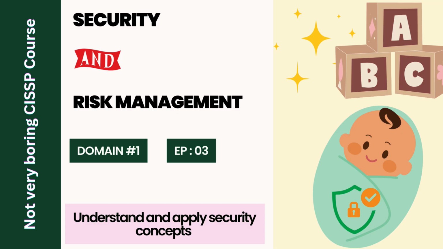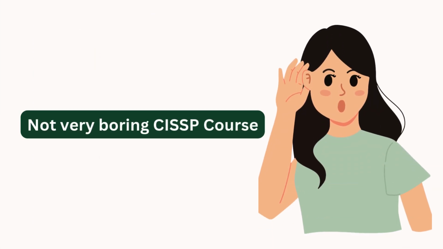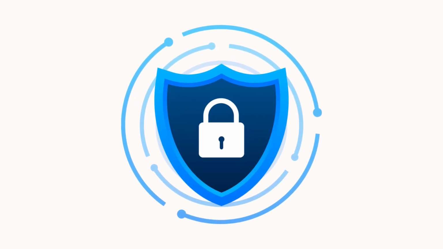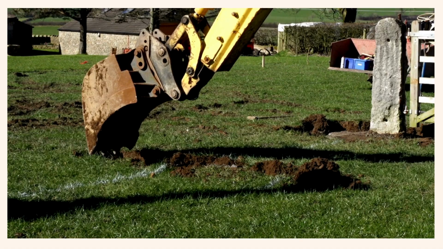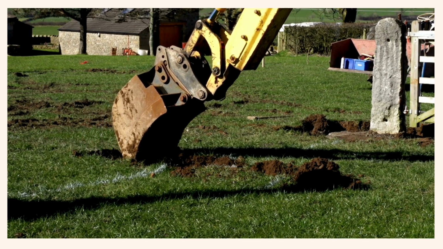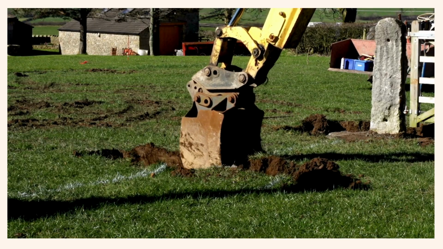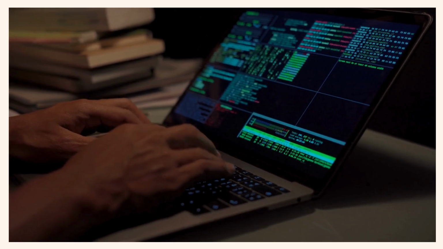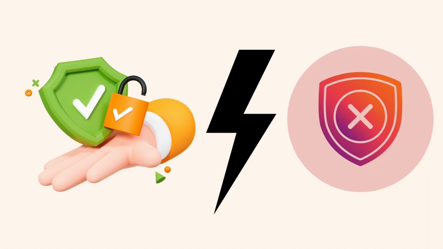Today is episode 3 of my not very boring CISSP course. In this episode, we will be learning about security concepts. What if I told you the foundation of everything related to information or cybersecurity relies on just 5 simple concepts? That's it. Most of the attacks, breaches that happen often target these 5 core principles. These are the 5 pillars of information security, and how these 5 are applied can either make or break security. So grab your popcorn and let's take a quick look at them.